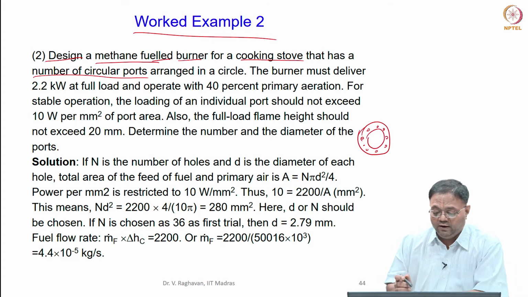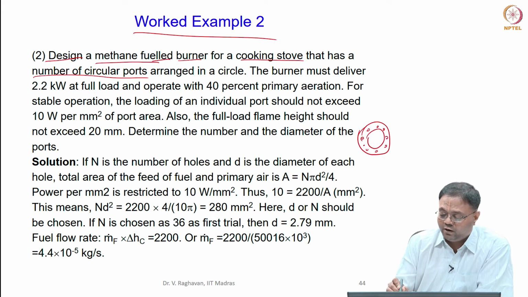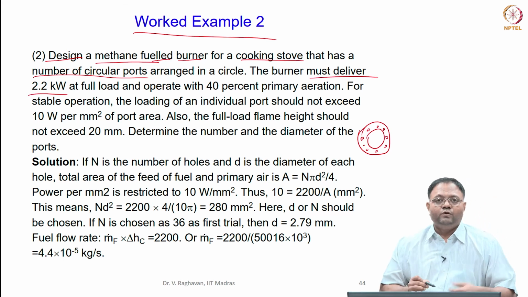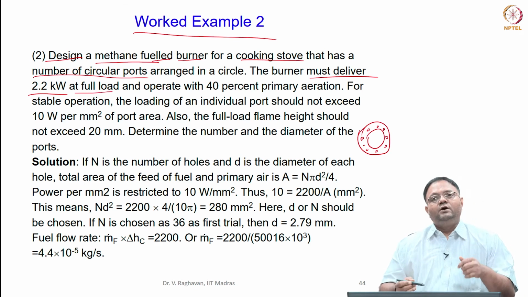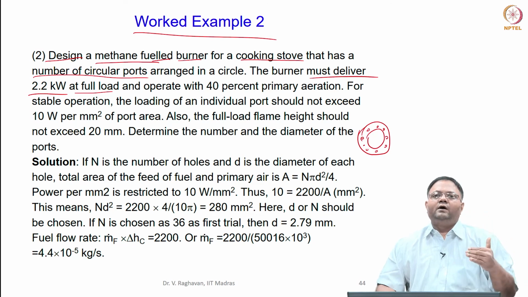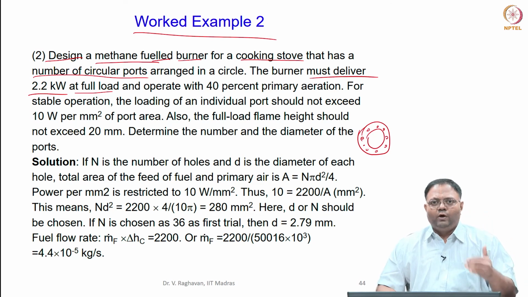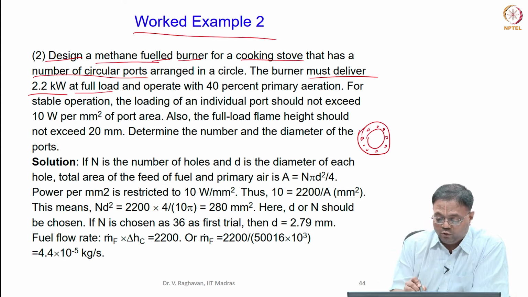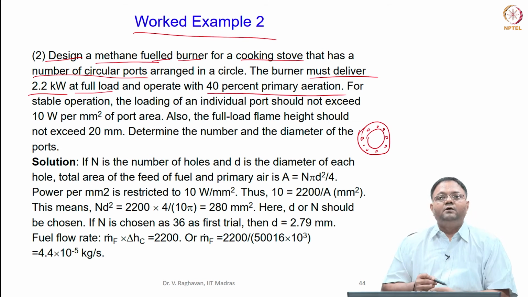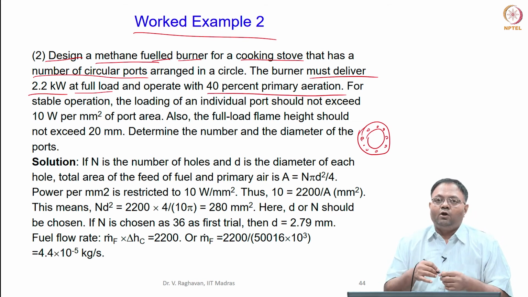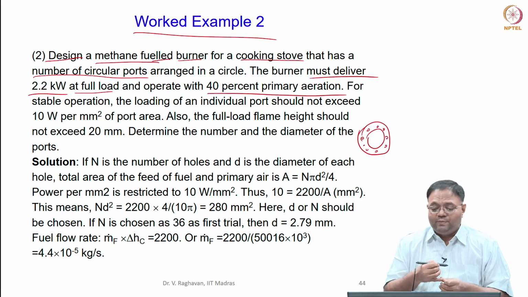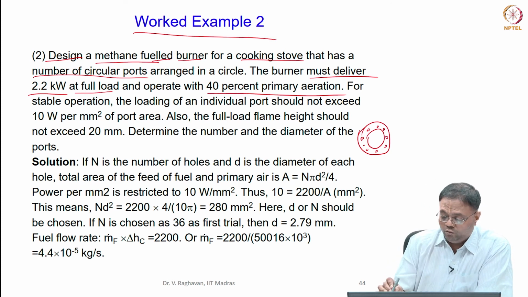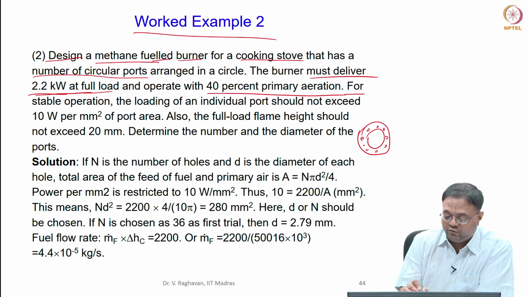Some restrictions are given here. So, what is the design condition? The burner must deliver 2.2 kilowatts. The power of the burner is given. Then on a full load, there is a turn down ratio, full load to lower load, the lowest load, that ratio is fixed basically. So, let us first calculate for the full load. Now I want 40% primary aeration, because this 40% primary aeration will not allow the mixture to be flammable, and in a domestic cook stove we do not need any flashback. So, first condition is this, we have to satisfy these two.